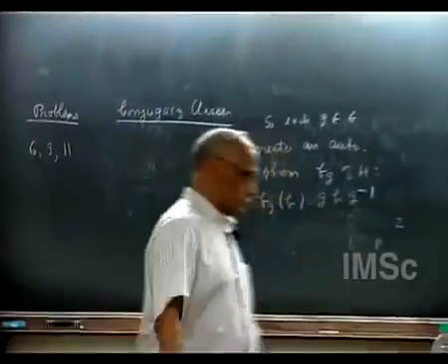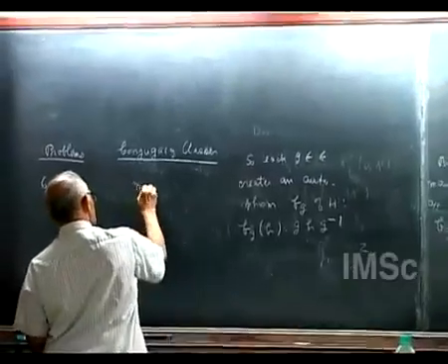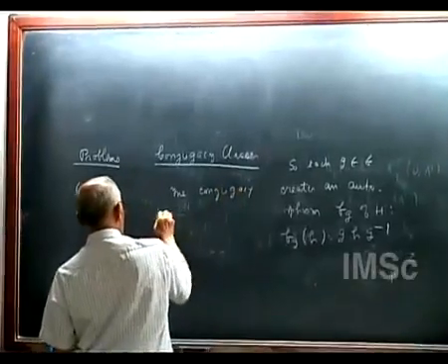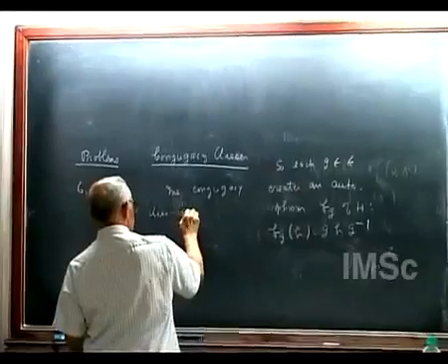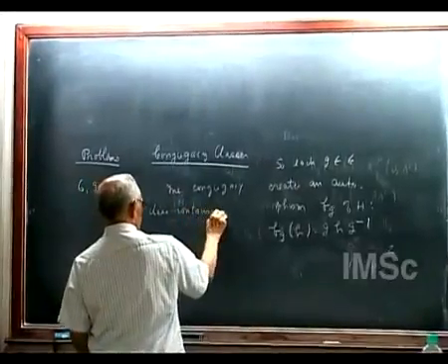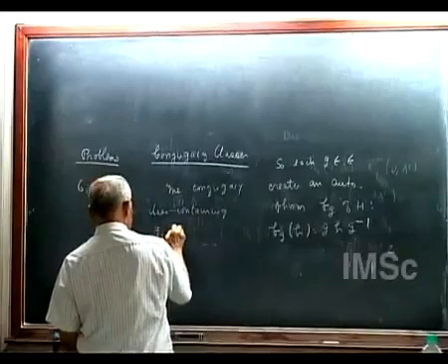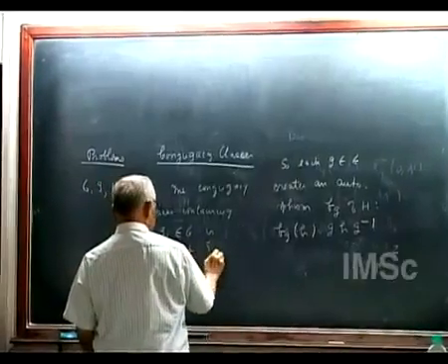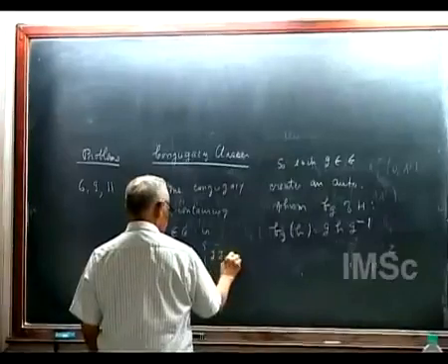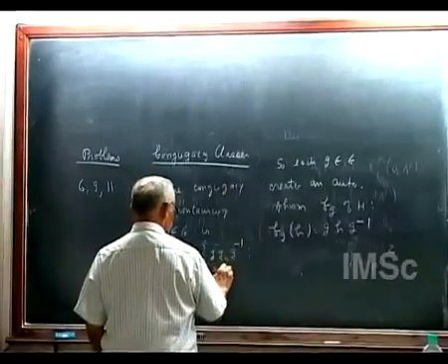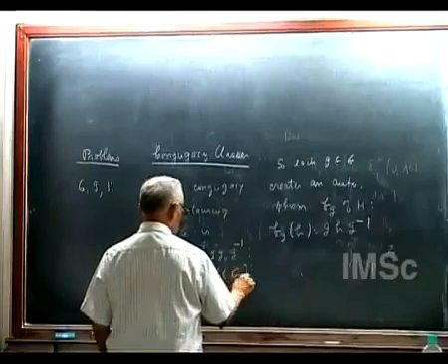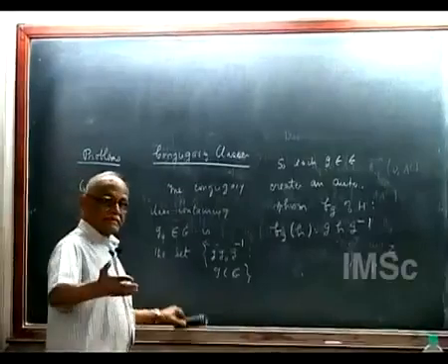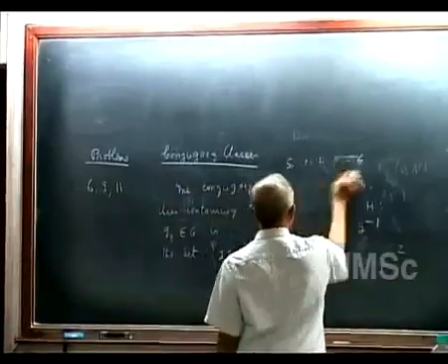The conjugacy class containing G0 in G is the set G0 conjugated, that is, G G0 G inverse, for all G in G. This also partitions the group. So you can see immediately.